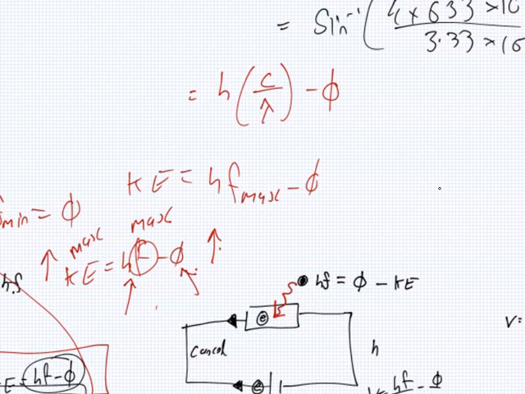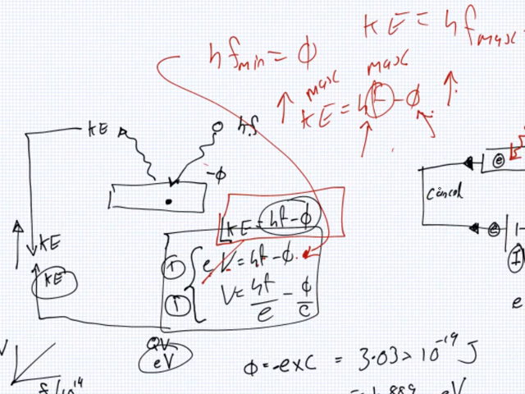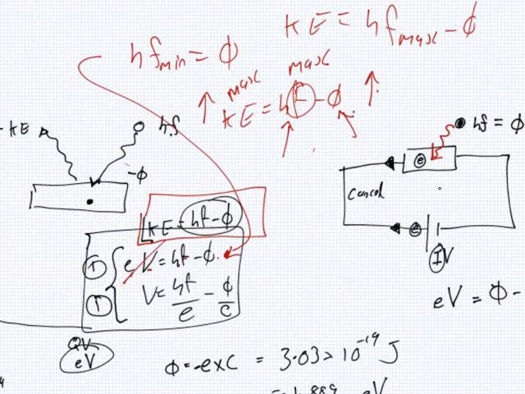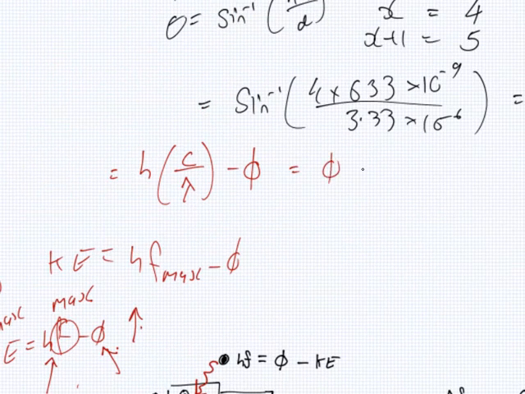How many marks is this? Three. Oh, so there might be an extra step in between then. Okay, so we'll have to do something. Goodness, I don't know. What do they do in the marking scheme? hf equals hc over lambda, that's been zero, equals phi plus maximum kinetic energy. Phi plus maximum kinetic energy?